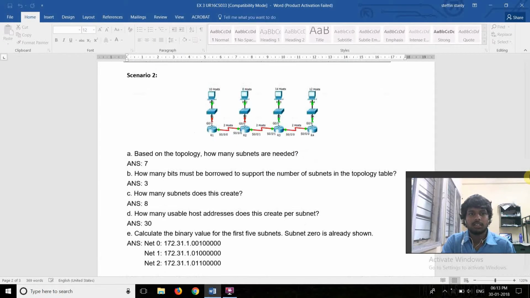And in scenario 2, once again we have 4 LAN connections and 3 WAN connections, which sums up to 7 subnets. And once again the number of bits borrowed is 3 here, because when you borrow 3 bits you get 8 subnets, and the subnets needed are 7. So it is within the requirement, so we borrow 3 bits again, and it creates 8 subnets. And once again the number of usable host addresses is 30, because the first address is the network address and the last address is the broadcast address.